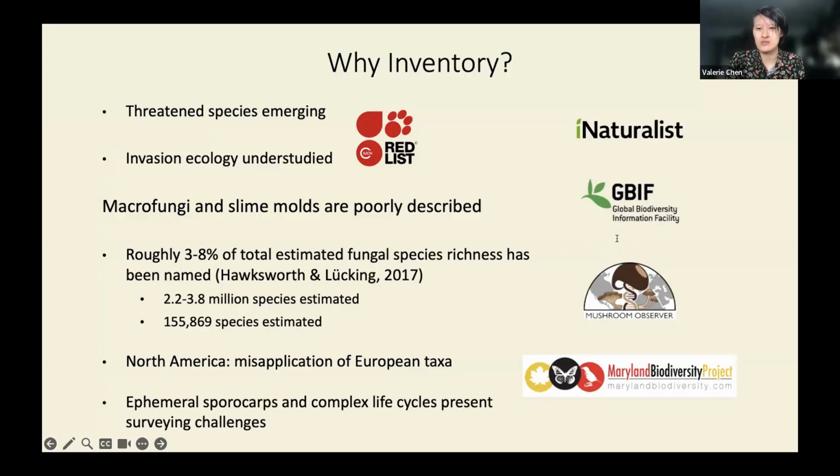collection and genetic sequencing. Additionally, the fairly ephemeral sporocarps and complex life cycles of these organisms can present challenges for surveying. And while I've seen bracket fungi sporocarps persist through several winters even, the sporocarps of many mushrooms degrade within days or even hours, like some coprinoid fungi.